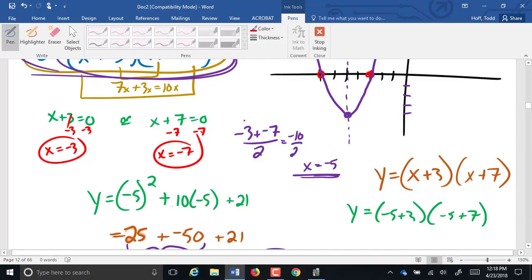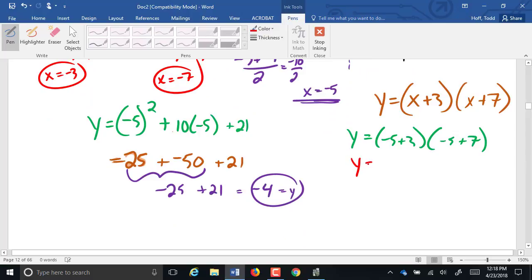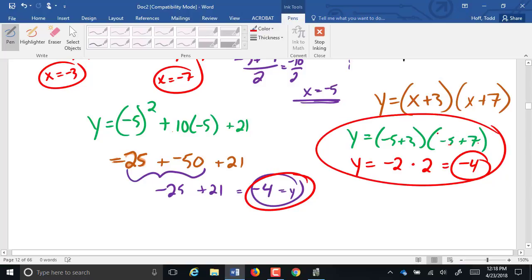Doing each set of parentheses first. Negative 5 plus 3 is a negative 2. Negative 5 plus 7 is a positive 2, and that multiplies out to make negative 4. So that might be easier to put it back into that factored form. Okay, we're almost out of time here.